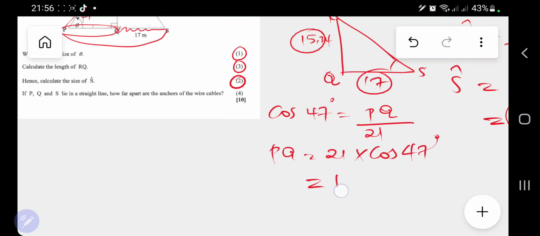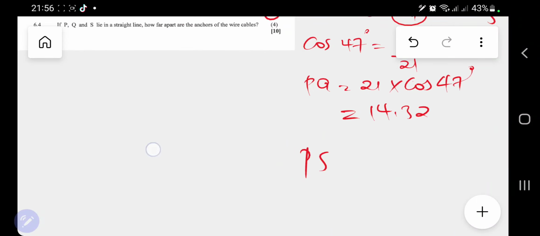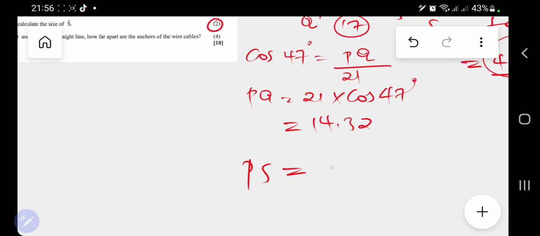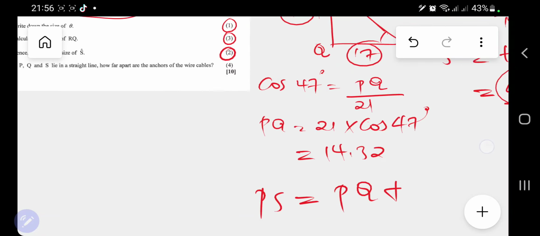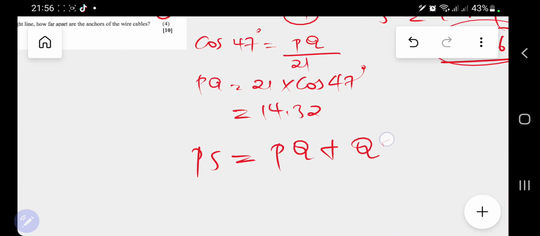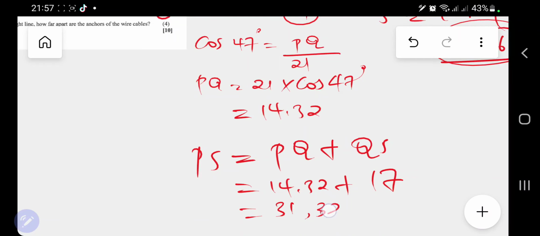It's going to be 14.32, and therefore PS equals PQ plus your QS. So PQ is going to be 14.32 plus your QS, it's 17. So we add 17 to this one. We're just going to have 31.32 meters there. Thank you so much, guys.